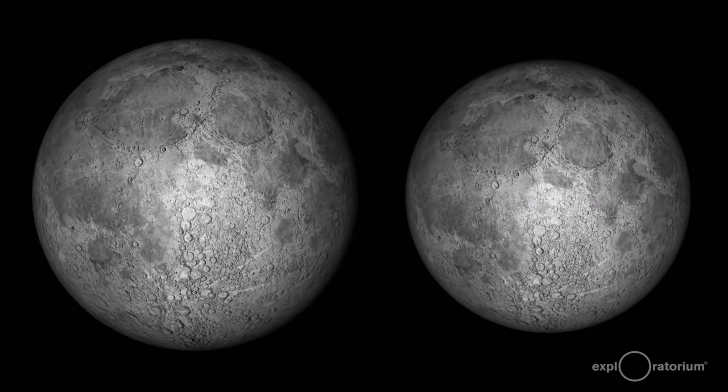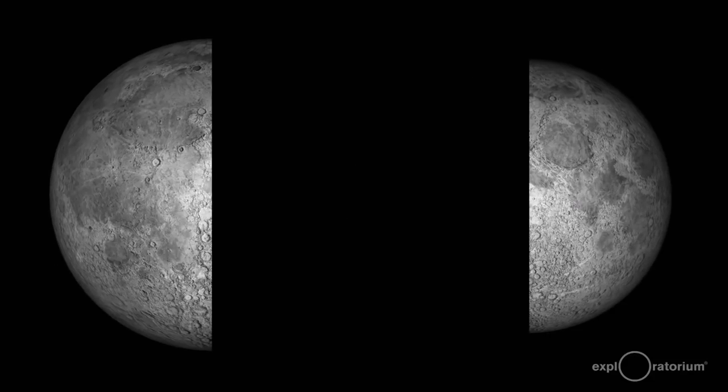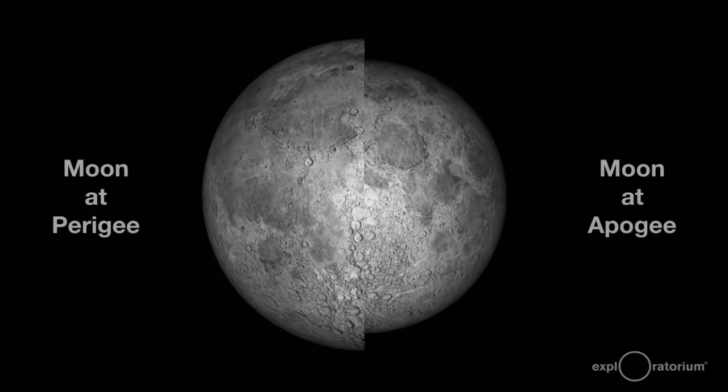So here you see the moon at perigee, the large one on your left, and the moon at apogee, where it's farther away, is on your right. Kind of split them and shove them together there. You can see that the difference is actually pretty marked. As a matter of fact, at perigee, it's about 14% bigger than it is at apogee, and up to about 30% brighter. But that's actually really hard to observe with the naked eye.